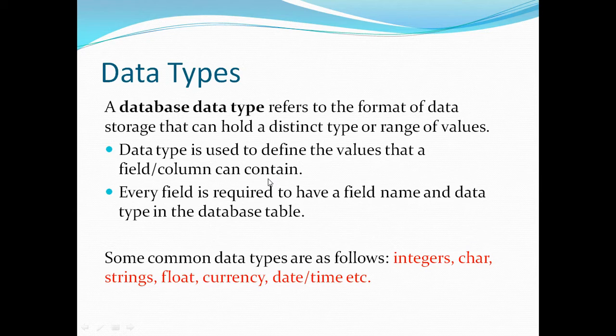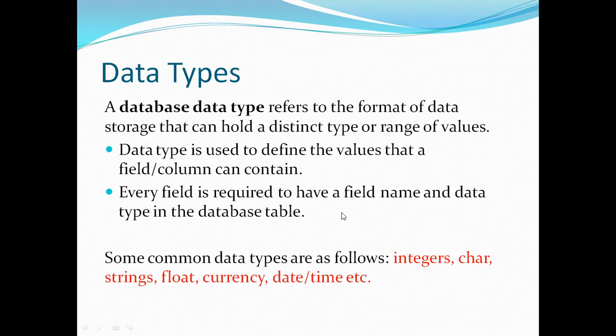For example, we have a column or a field named roll number. What kind of data will roll number hold? Will it hold character type of data like A, B, C, D? No, it will hold only numeric data. So the data type of this roll number field will be numeric.